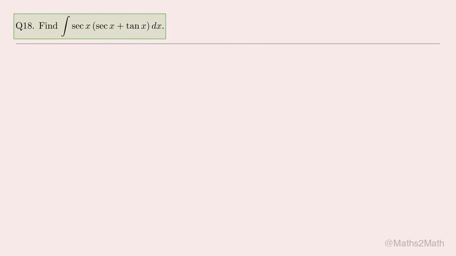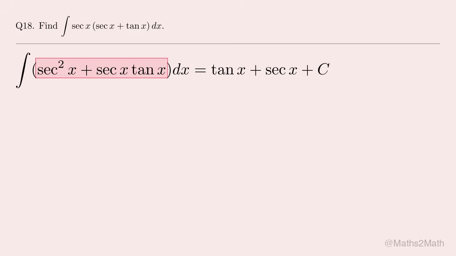Question 18. Secant distributed over secant plus tangent. Both resulting terms are standard derivative facts read backwards. Expand. Secant squared plus secant tangent, which integrate to tangent and secant.